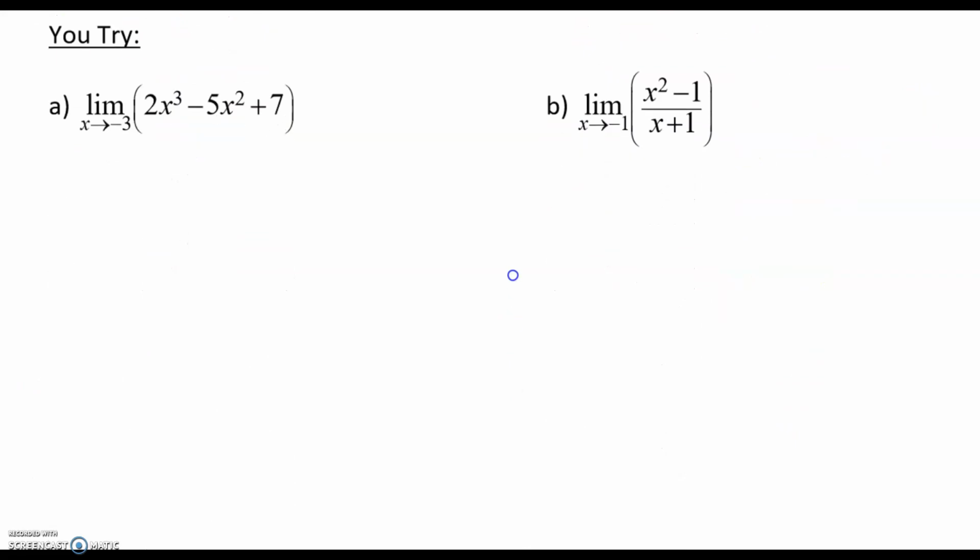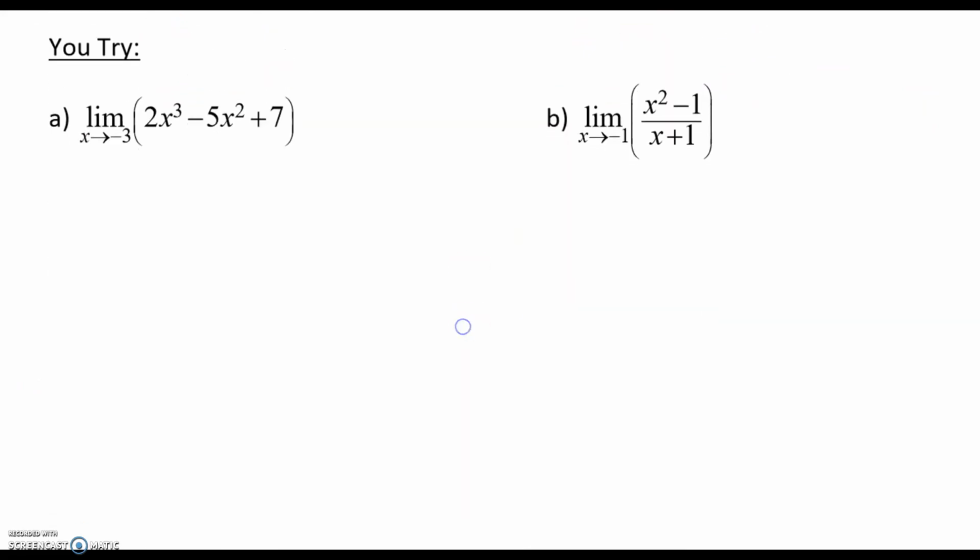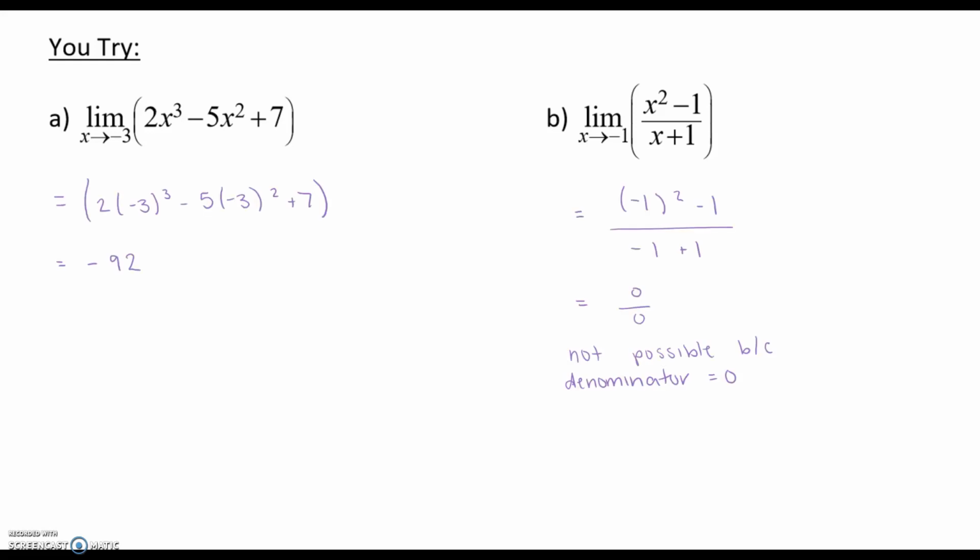All right, so I'm going to pause the video and do both of these examples. I recommend you pause the video too and then hit play, and the answers will be there and I'll go over them with you. Okay, so for A, hopefully you got -92. If you didn't, probably just made a really silly mistake, so just be careful. And then for B, you should have got 0 over 0, and that's not possible because you can't divide by 0. But here's the thing, this is actually a really special case.